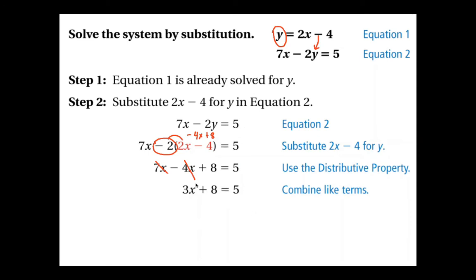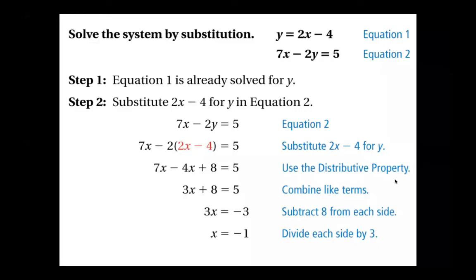And then lastly, you can go ahead and solve for x using inverse operations. This looks like a multi-step equation, so I'm going to first undo any subtraction or addition. So subtract 8 from both sides. 5 minus 8 would be negative 3, and now you're left with 3x equals negative 3. Use inverse operations to solve for x. So negative 3 divided by 3 would give you x equals negative 1.